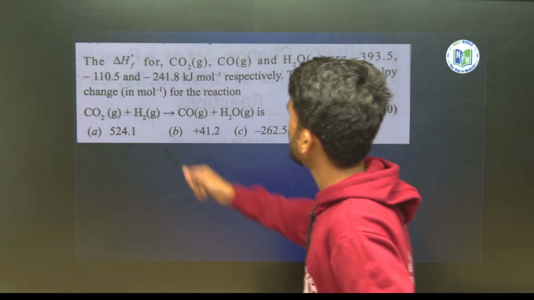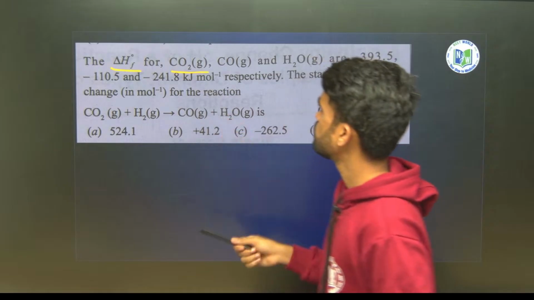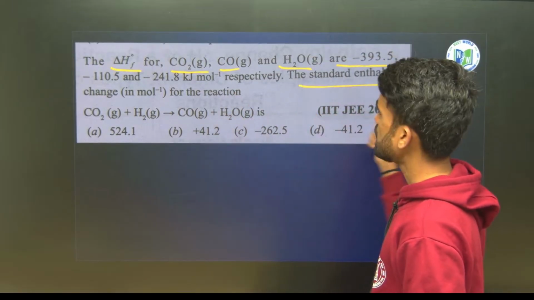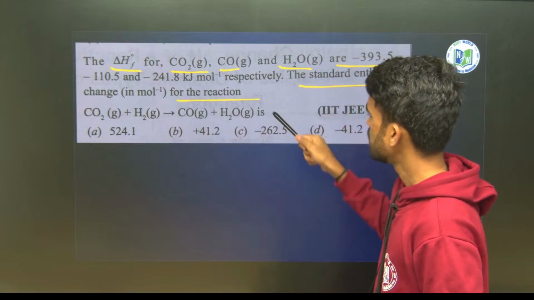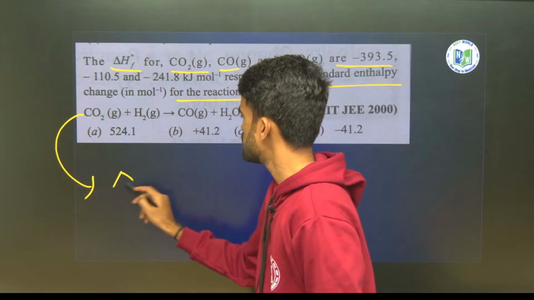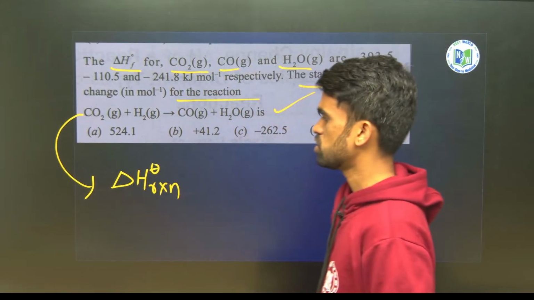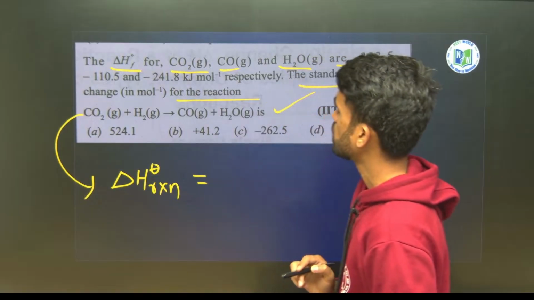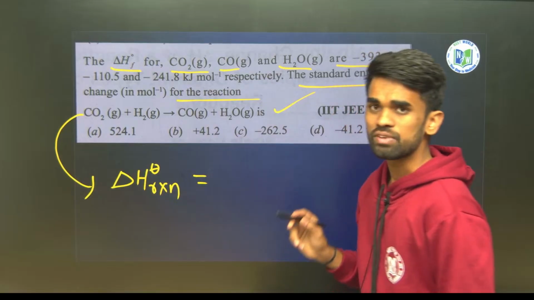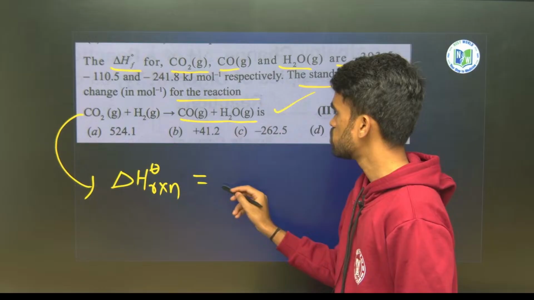Look here, the standard enthalpies of formation for CO2, CO and H2O are given like this. The standard enthalpy change for the reaction, this is the reaction they have given. So the standard enthalpy change of the reaction, delta H reaction, and delta H naught I am writing for standard state. Formations are given now, so always remember, for formation, first what are the things forming? Products are forming now, so take the product side.